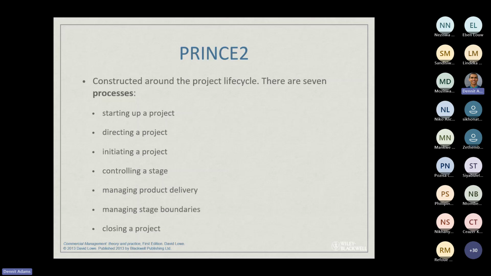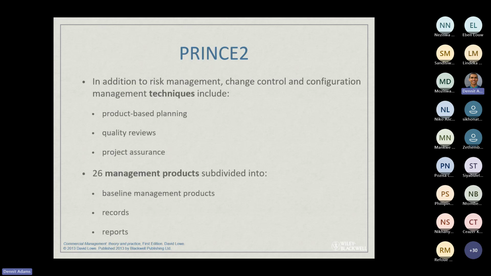The 7 processes here are basically linked to the project lifecycle, which is starting up a project, directing a project, initiating a project, controlling a stage, managing product delivery, managing stage boundaries, and then closing the project. So this will run through a typical project lifecycle. Techniques, as you can see here, go through some management techniques. And then these 26 management products are subdivided into baseline management products, records, and reports.